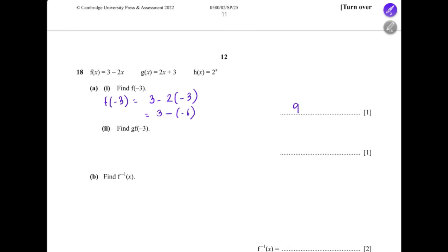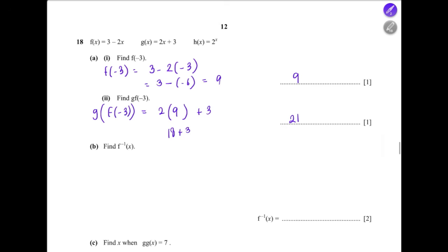That means in g you need to plug in f of negative 3. So here you will remove x and add f of negative 3. Let's do that. So g of f of negative 3. This is going to be 2, and then instead of x you will add 9 plus 3. 18 plus 3 is going to be 21.